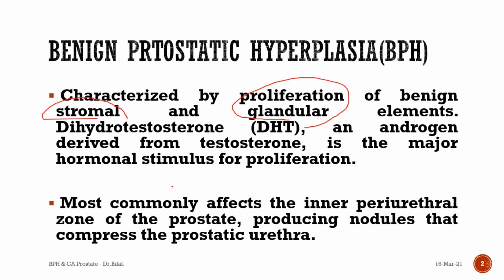It is the major hormonal stimulus, and remember that grossly speaking, BPH, benign prostatic hyperplasia, affects mainly the inner periurethral zone or the inner transition zone of the prostate, which leads to compression of the prostatic urethra and results in difficulty in initiating the stream of urine. That is usually the first complaint of the affected patients.